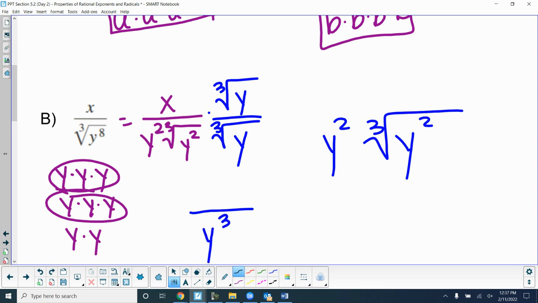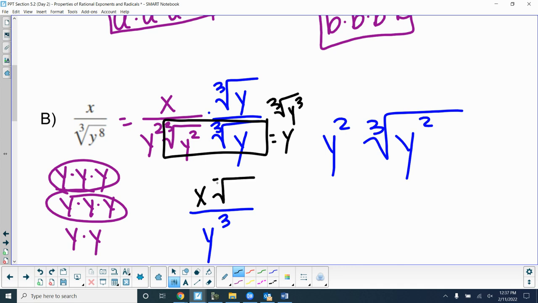Okay. Look, these together is 1 Y, right? Because that's the cube root of Y cubed. That's what ends up happening. Okay? No more radical in the bottom. All right? The top is just that, X times the cube root of Y. I can't do anything else with that.